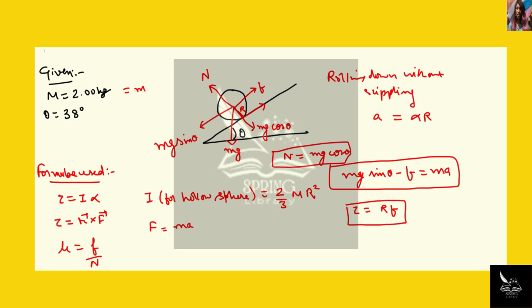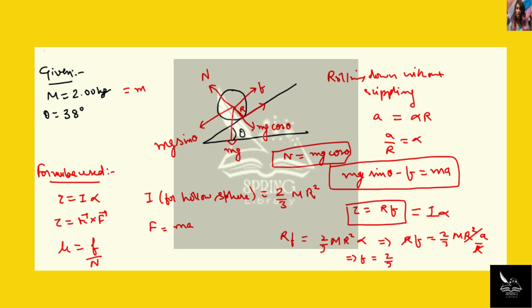Now the moment of inertia of a hollow sphere is 2/3 mR². So we have torque equals Rf, which equals Iα. So Rf equals 2/3 mR²α. Now α equals a/R. So we have Rf equals 2/3 mR² a/R. So this R squared goes away due to this R. So the frictional force equals 2/3 ma.